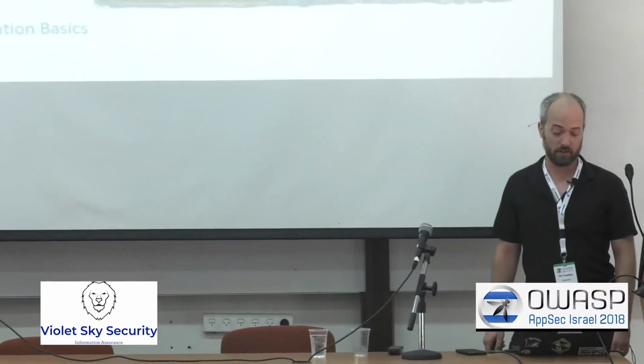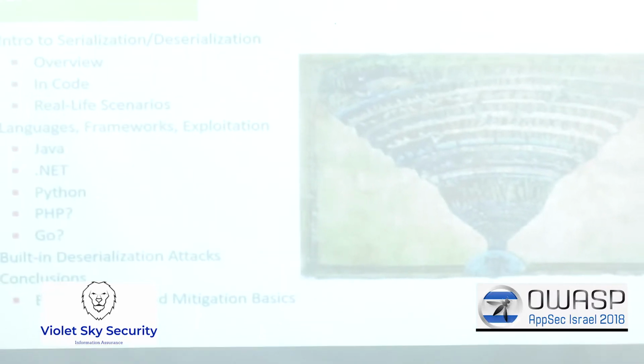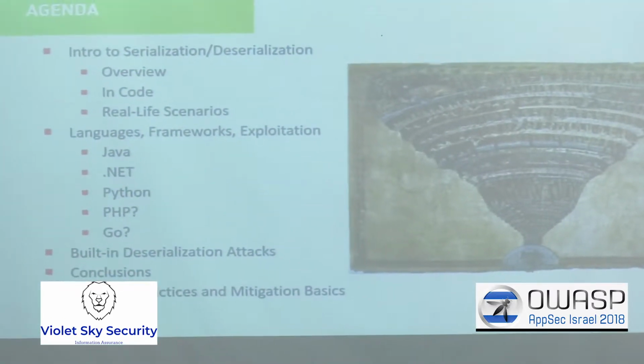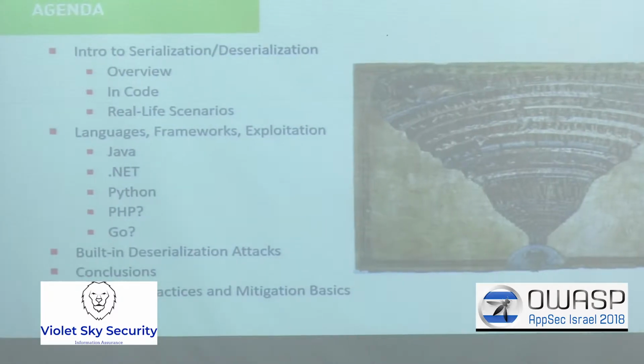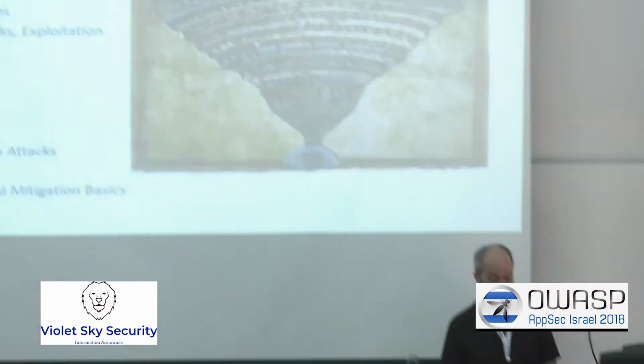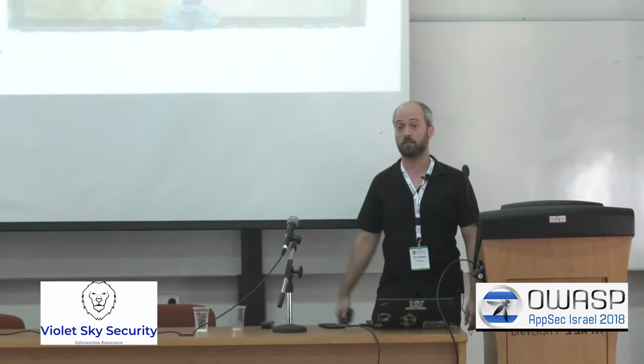So on our agenda, we're going to start with an introduction to deserialization and serialization in general: the concepts, the use cases, the real world scenarios. Then we're going to move on to some languages and frameworks, attacking them, exploiting them. Finally, we're going to go into some built-in deserialization attacks. And finally, we have conclusions, some best practices, some general concepts about mitigation.